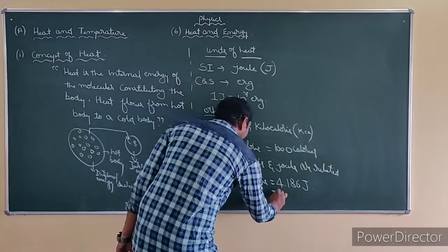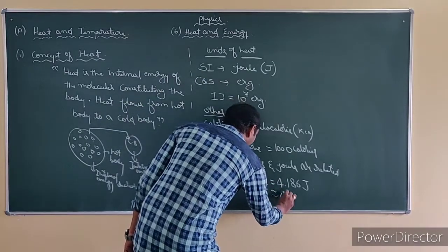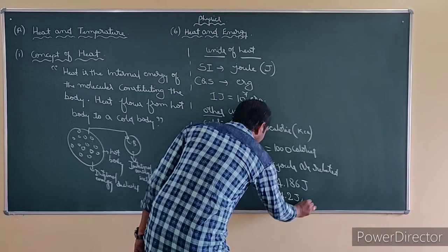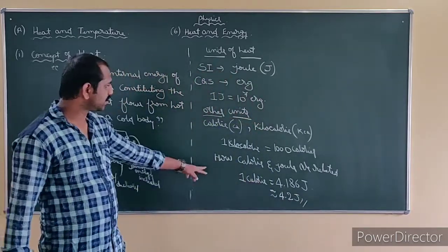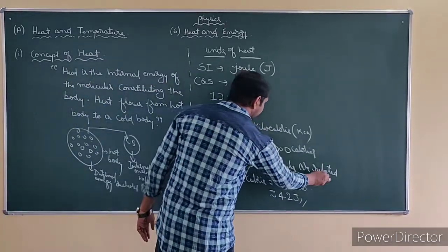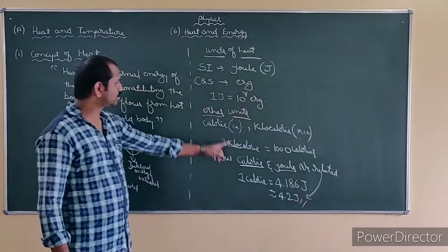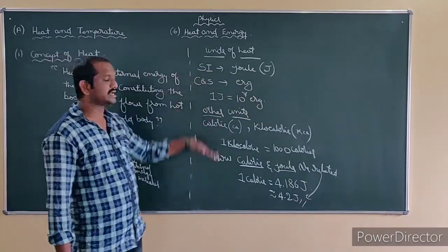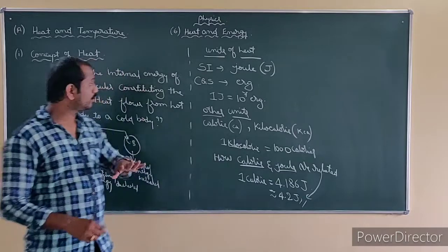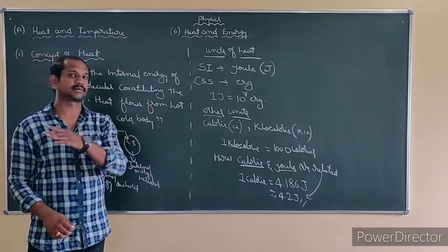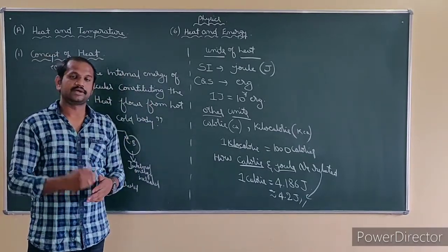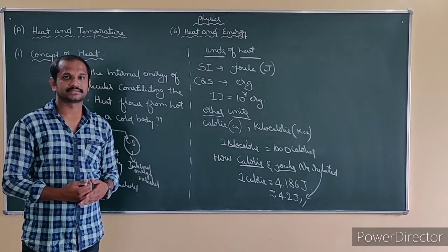Otherwise you can round it up to 4.2 joules. Even this is correct. This is how calorie and joule are related. So 1 kilocalorie, and these are the SI and CGS units. It's very important. I hope you have understood the complete concept of what we mean by heat. Now we will move on to temperature.